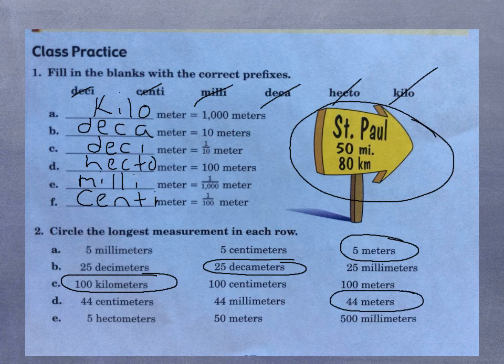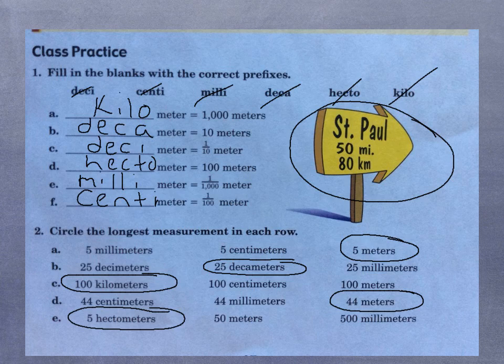And then E, 5 hectometers, 50 meters, or 500 millimeters. It's 5 hectometers. And I think they try to confuse you because you look at the 5, 50, and 500, and you might think 500 is biggest, but what matters is which measurement is being used.